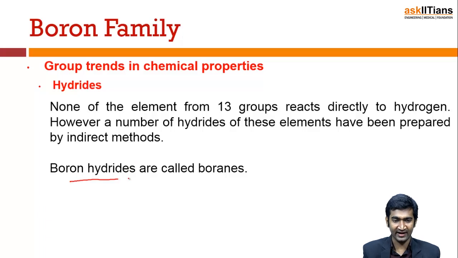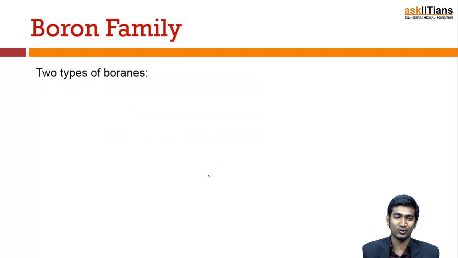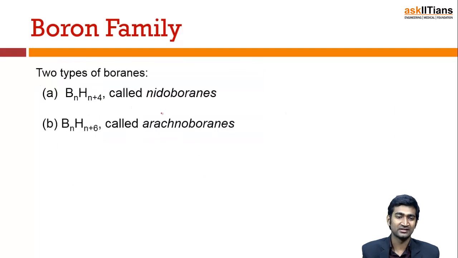And the boron hydrides are also known as boranes, and they are of 2 types. What are those 2 types? They are either of the form BnHn+4 or BnHn+6. This type is known as nidoboranes, and this type is known as arachnoboranes. These are the 2 types.